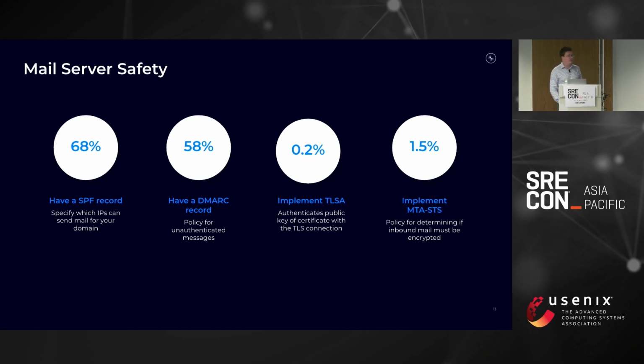58% have a DMARC record, which says what is the policy for messages that are unauthenticated, which are sent without a DKIM record, which we'll talk about shortly. 0.2% have a TLS authentication record, so that's not great. And then 1.5% of these domains had an MTA STS record, which basically is a policy that says, yes, any incoming mail to me must be encrypted.